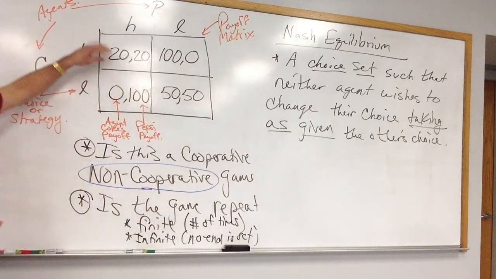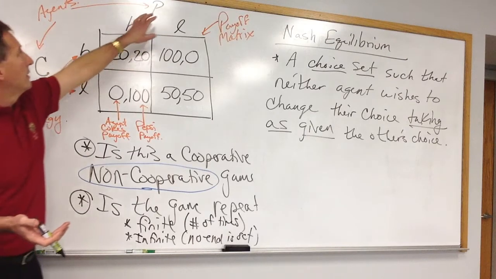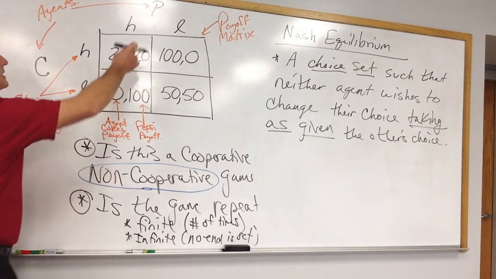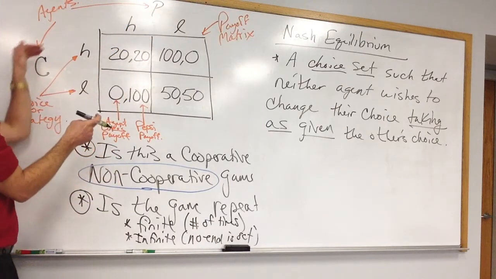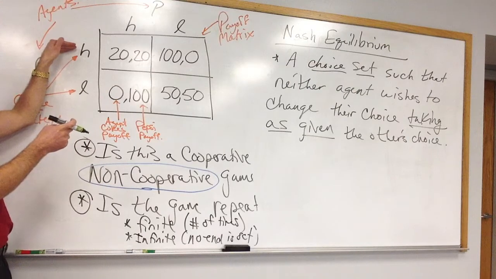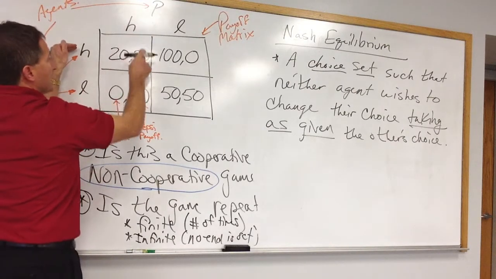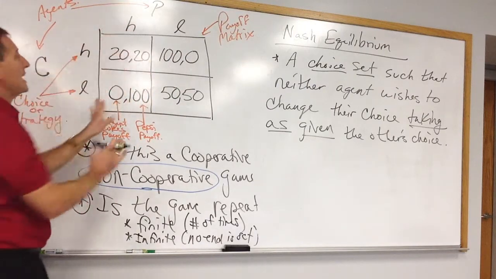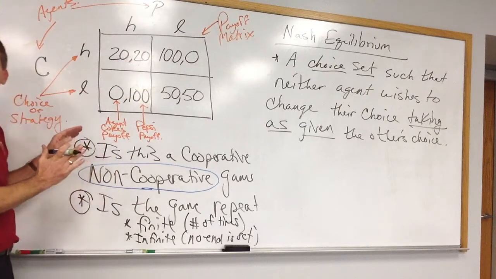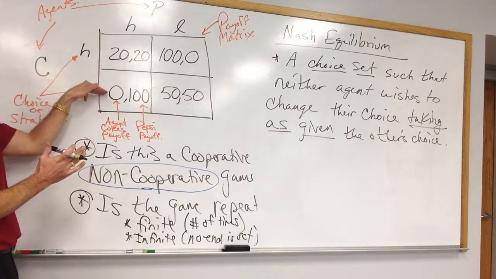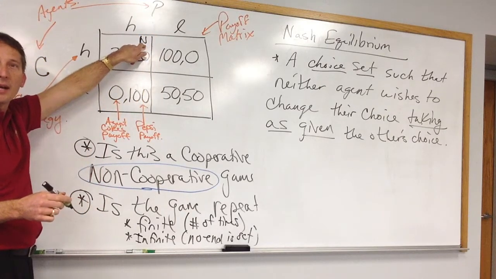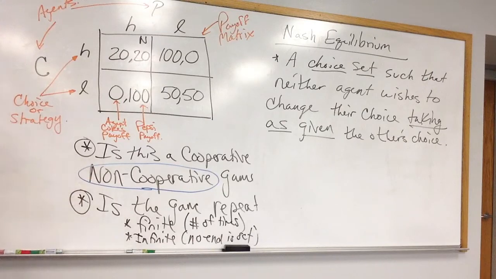So coming back to this equilibrium, we can ask ourselves, for Pepsi, would Pepsi like to change if they could? Would Pepsi like to change their answer, taking as given that Coke's going to be choosing high? No. So Pepsi doesn't want to switch because 20 is greater than 0. Would Coke like to switch, taking as given that Pepsi's going to go high? No, because 20 is greater than 0. So this is a Nash equilibrium. So we put a little N in the upper right-hand corner to denote that it's a Nash equilibrium.